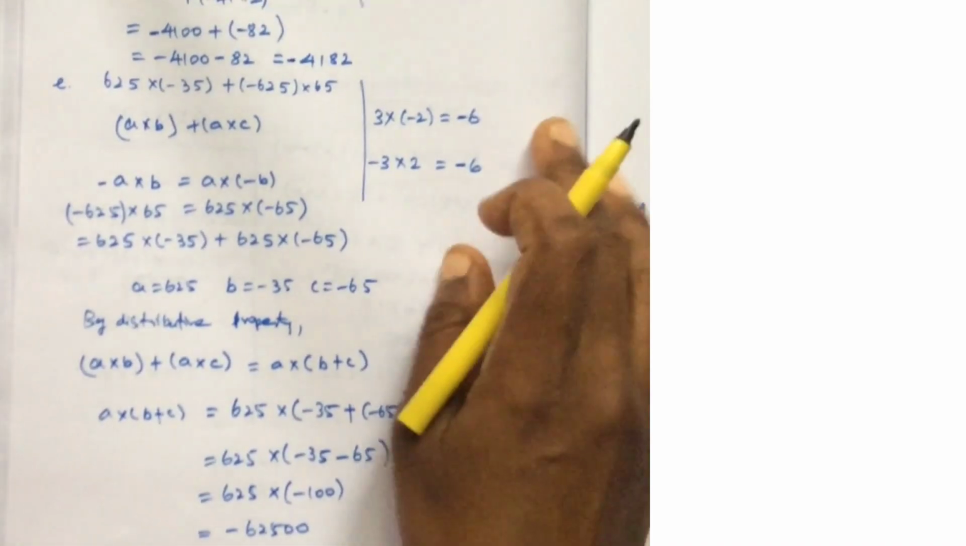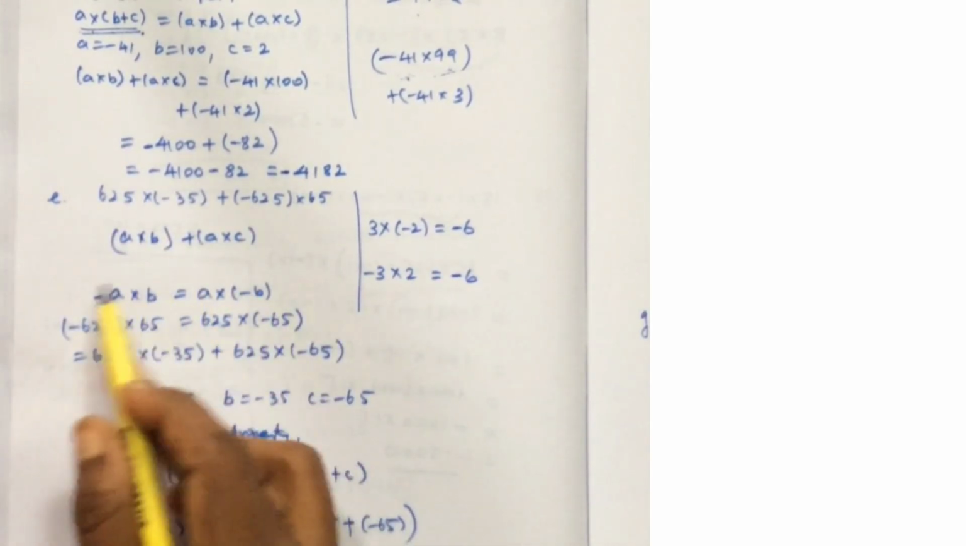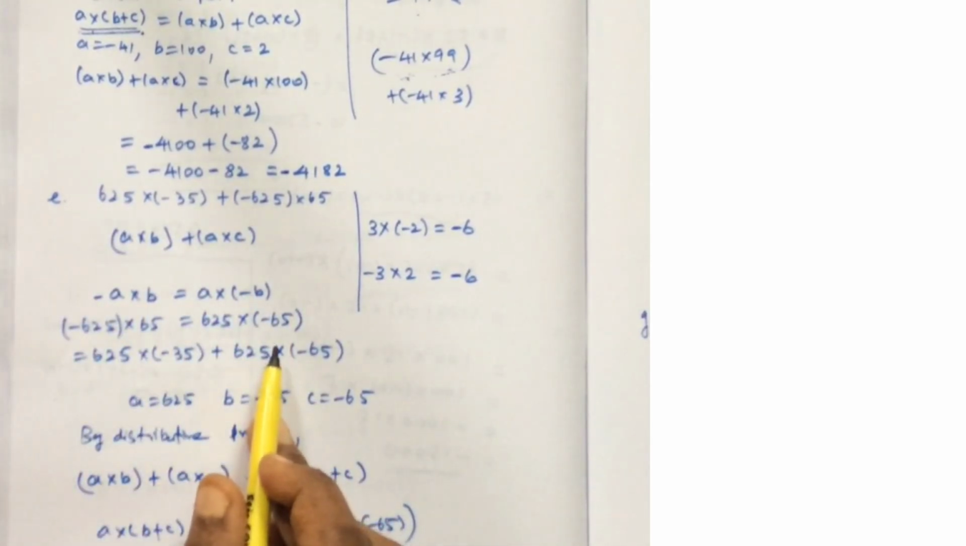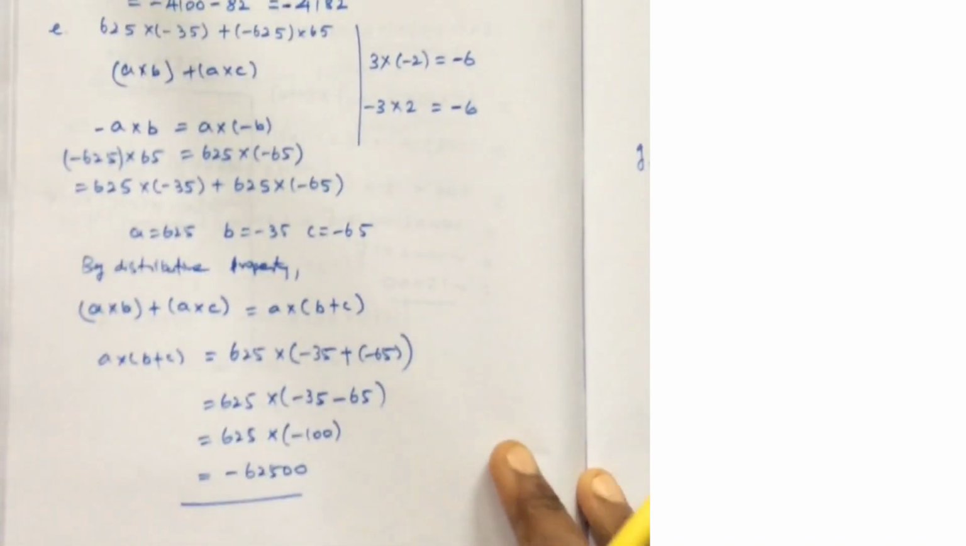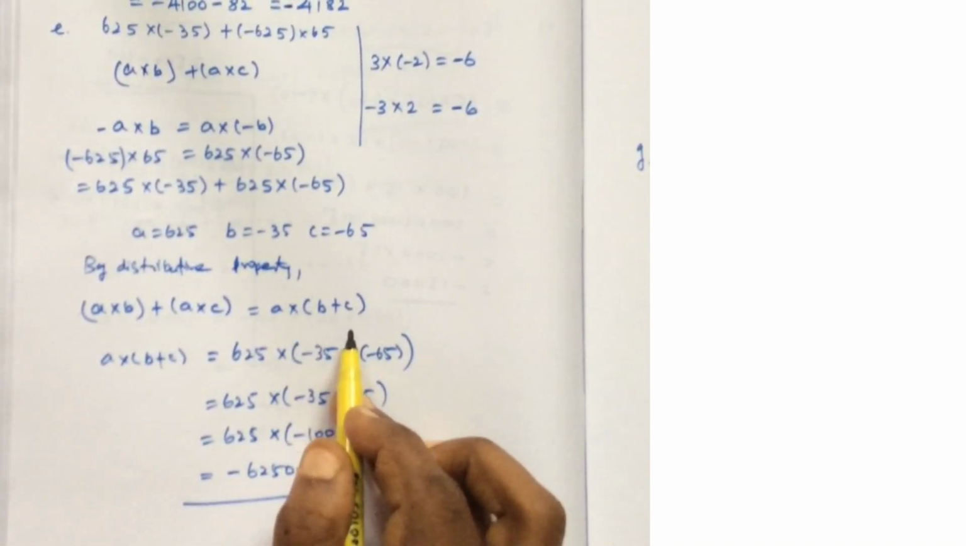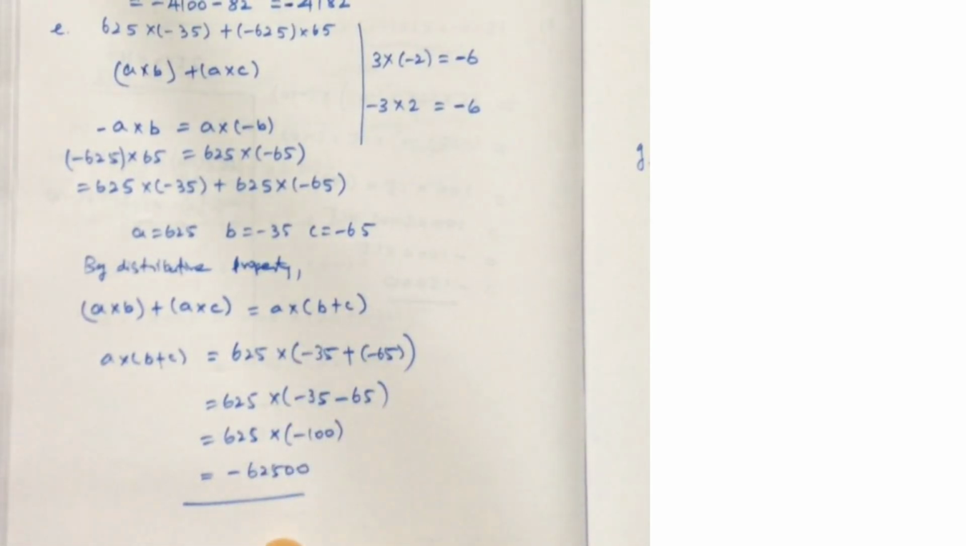Here the main thing you have to see is that here a is positive and here a is negative. So using this concept you have to interchange the sign, then bring it in the form of a multiplied by b plus a multiplied by c. From that you have to change to a multiplied by b plus c. Okay, then substitute for a, b and c here and you can get the answer.